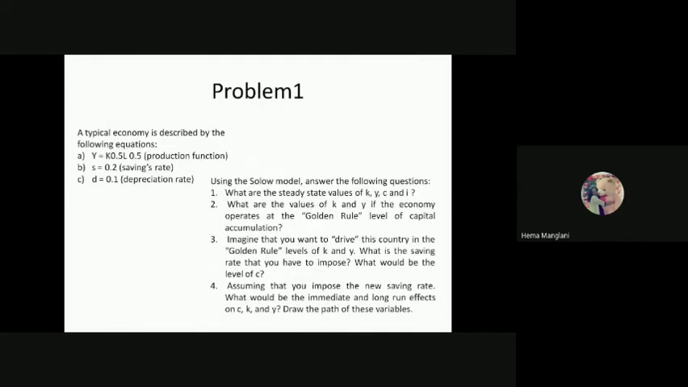The third problem. Imagine that you want to drive this country to the golden rule level of K and Y. So it means you want this capital and this output now. It means the K value is 25 and the Y value is 5. So what is the saving rate that you have to impose? What would be the level of C? Can you get this now? Yes, guys. What will be the saving rate? You are a policy maker.